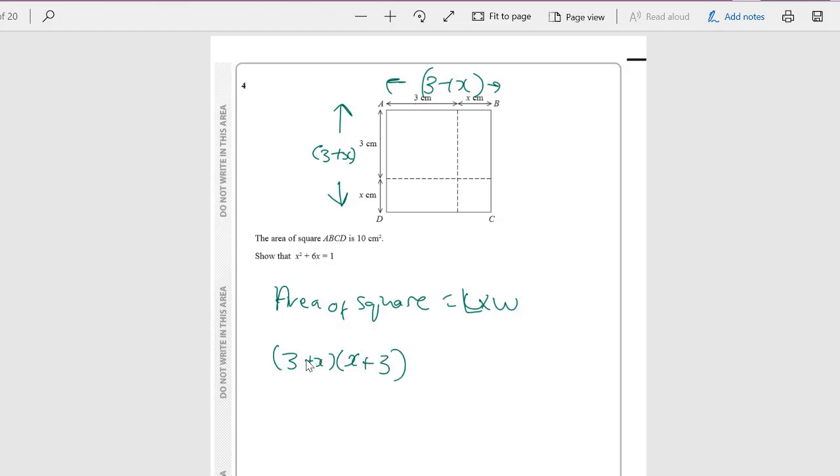Doesn't matter which way you put them, because remember, with regards to addition, it's commutative. So it doesn't matter if it's 3 plus x or x plus 3. And we know this is equal to 10. So let's start multiplying out and let's employ our handy claws, our arrows. So we have x, so 3 times x, which is 3x, and then 3 times 3, which is 9, and then x times x is x squared, and then x times 3 is 3x, that equals 10.